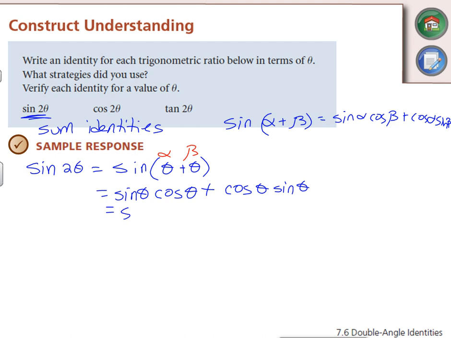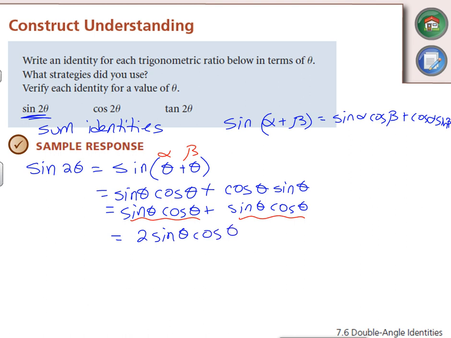So this is saying here sine of theta, cos of theta, plus, this is also sine of theta, cos of theta. I just rearranged the cos and sine, multiply in any order. I've got 2 of the same things: 2 sine theta, cos theta.